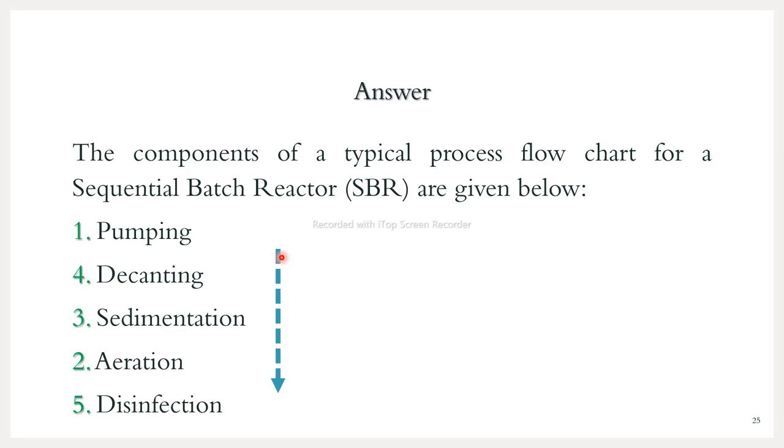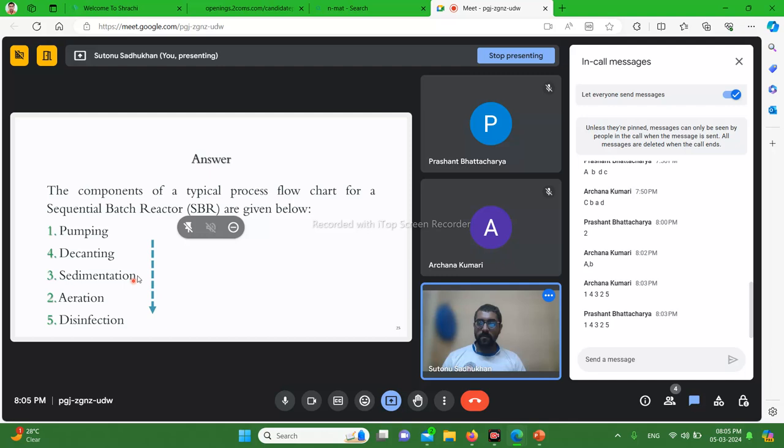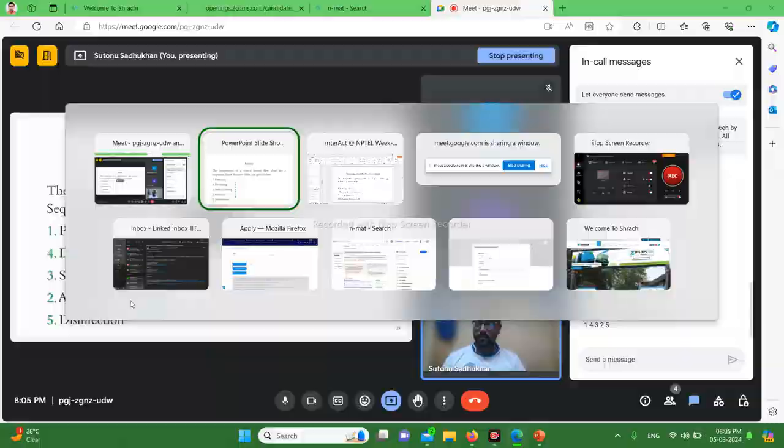Why? Because when the process is going on, certain dead zones may occur within the process. There, the formation of biofilm and subsequent contamination of the water by pathogens may occur. So that's why at the last stage there will always be a disinfection before the distribution of the treated water. Okay, so both of you have given the correct sequence: 1, 4, 3, 2, 5.